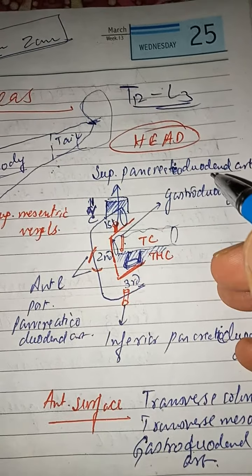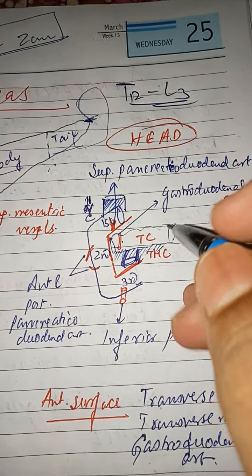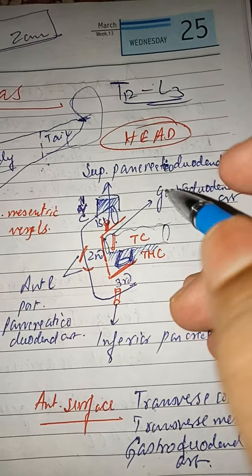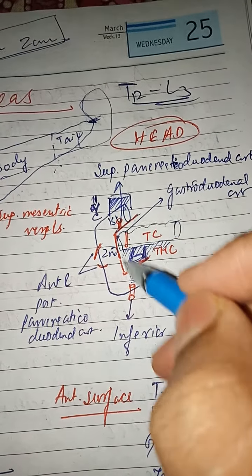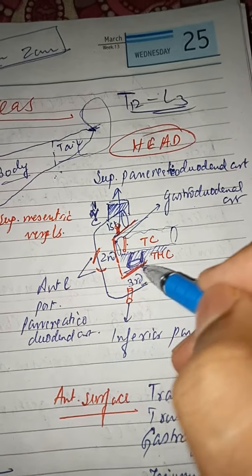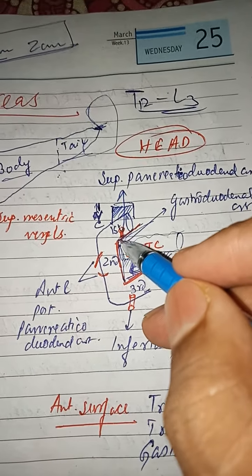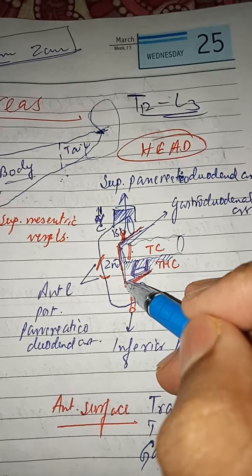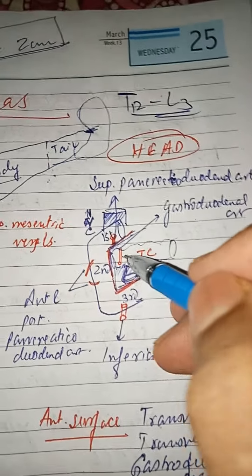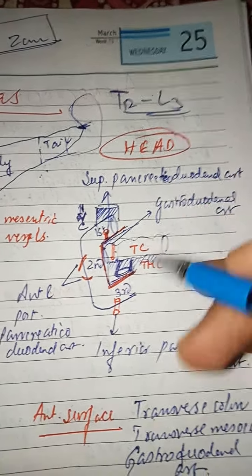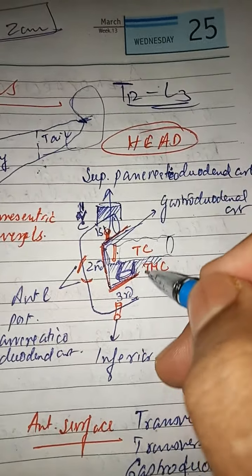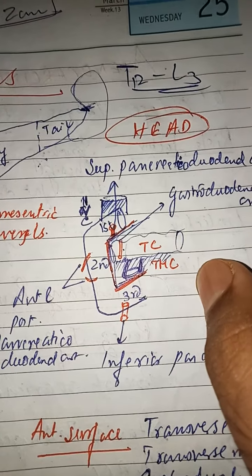Now the relations of the head of the pancreas. What are the relations of the head of the pancreas? The head has three borders: superior border, inferior border, and right lateral border. Two surfaces are present: the anterior surface and the posterior surface. One process is there, which is the uncinate process.